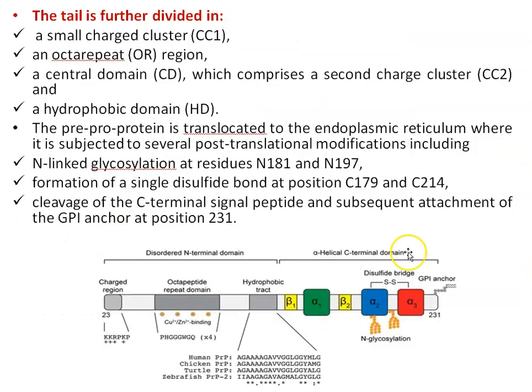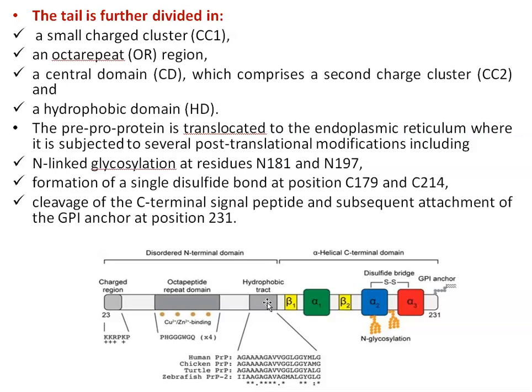Now, the structure of the tail. This is the structure of the tail. The tail is further divided into a small charged cluster, this is charged region CC1, then the octa-repeat, meaning the octapeptide repeat domain or OR region. Then a central domain, CD, which comprises a second charge cluster and a hydrophobic domain.